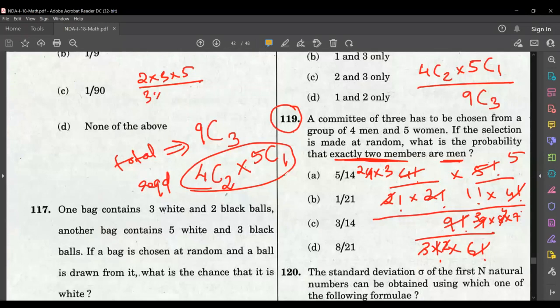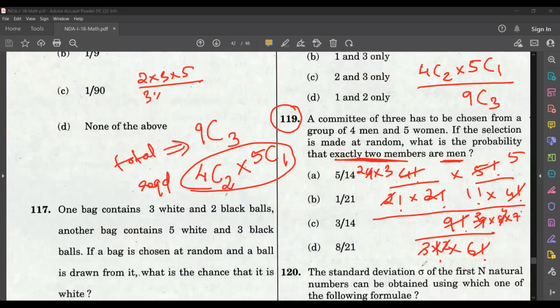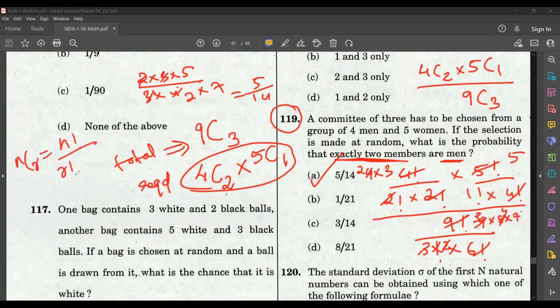3 into 4, isn't it? So again 3 and 3 cancel. Something else is there? Yeah, 1, 4, 7 is also there. So you'll be getting it as 5 by 14. 5 by 14, option A. Only I'm doing the combination formula, that is nCr is equal to n factorial by r factorial into (n minus r) factorial. That's it. So answer is 5 by 14.